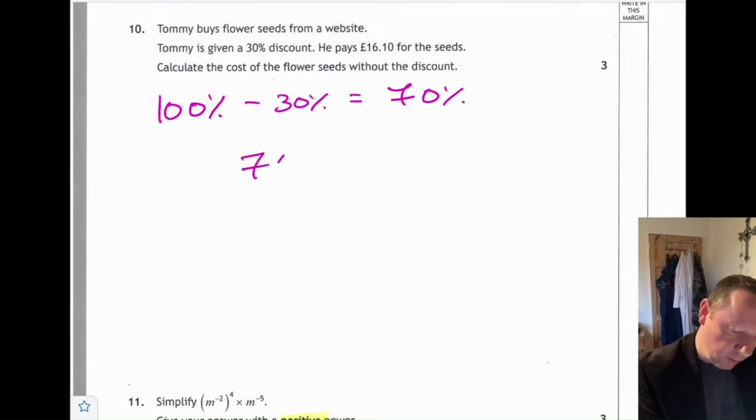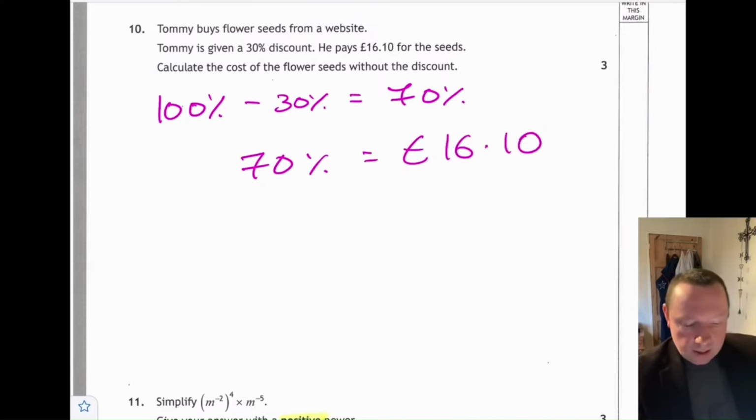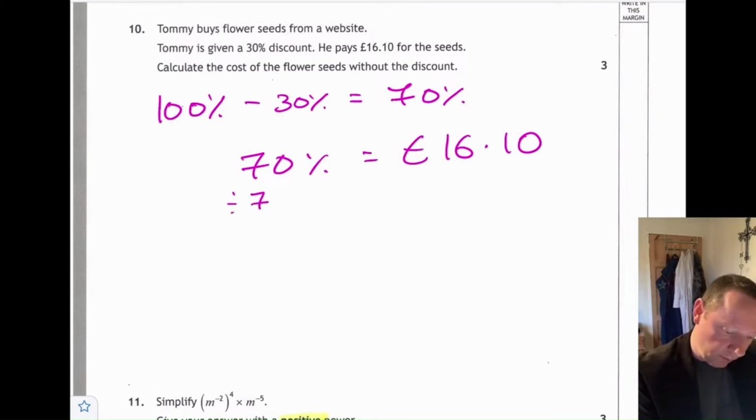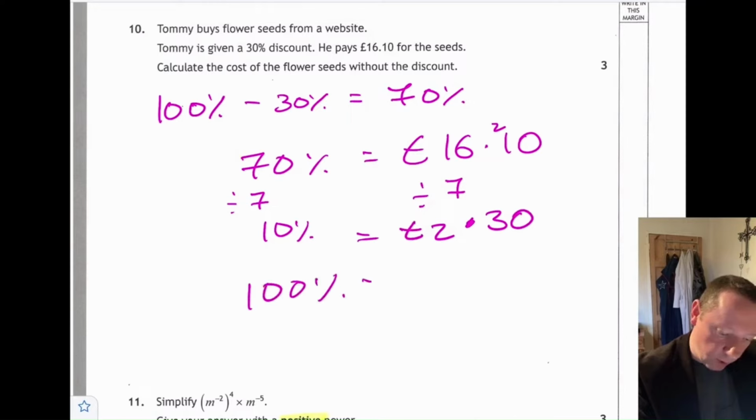So we know that 70% represents £16.10. We could go down to 10% and back up to 100% hopefully. So let's just go down to 10%, divide by 7 to give me 10%. So that gives me 7 2s are 14, 2 left over, 7 3s are 21, and 0, £2.30 for 10%. So 100% must be £23.